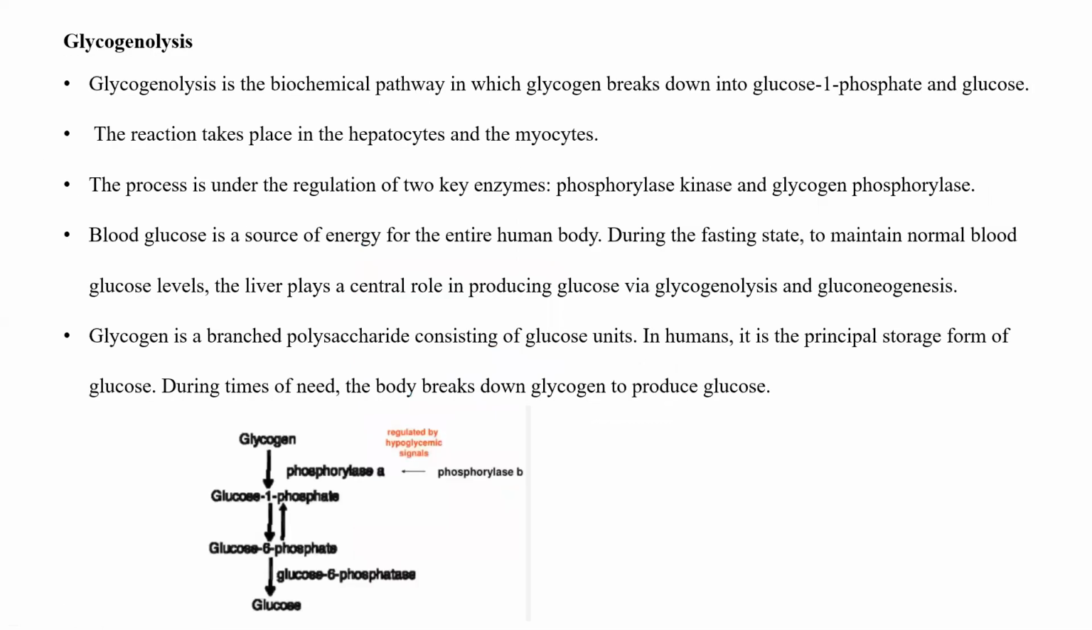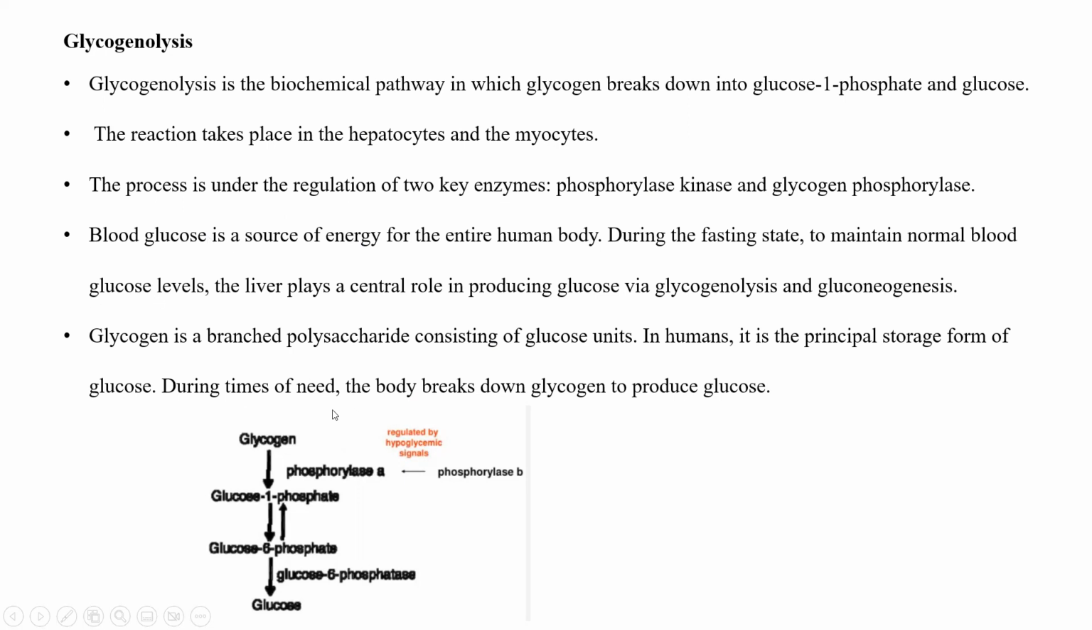Now we will see glycogenolysis. That is a biochemical pathway in which glycogen breaks down into glucose. Glycogenolysis means the splitting of glycogen. So this glycogen will split into glucose 1-phosphate and glucose. This reaction normally takes place in the liver and the muscles. Hepatocytes are the cells in the liver and myocytes are the cells in the muscles. Now the whole process is under the regulation of two key enzymes called phosphorylase kinase and glycogen phosphorylase.